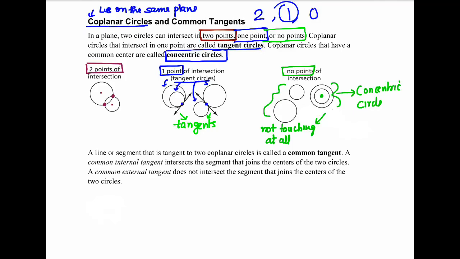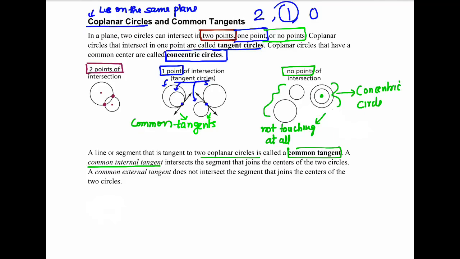And then afterwards we have another concept that I talked about here: the line segment that is tangent to two coplanar circles is called a common tangent. So here it's not only the tangent, it's called common tangent because it's common to both. Common tangent to both. And a common internal tangent intersects the segment that joins the centers of the two circles.